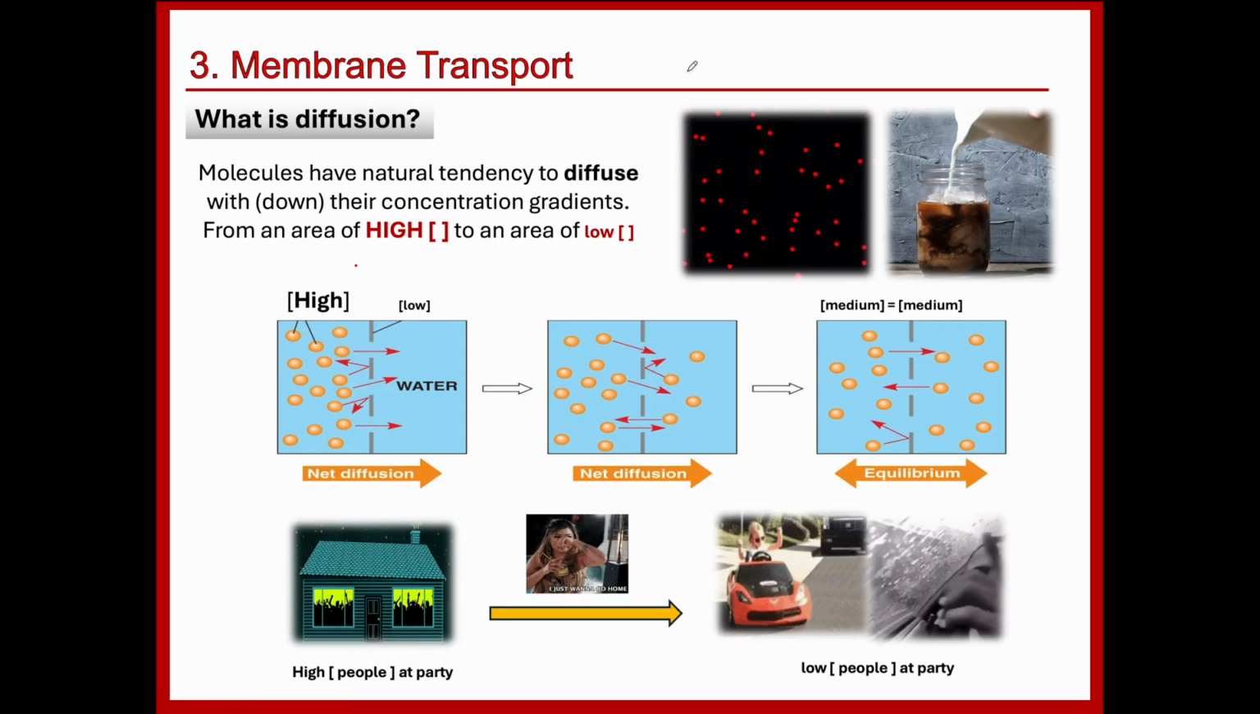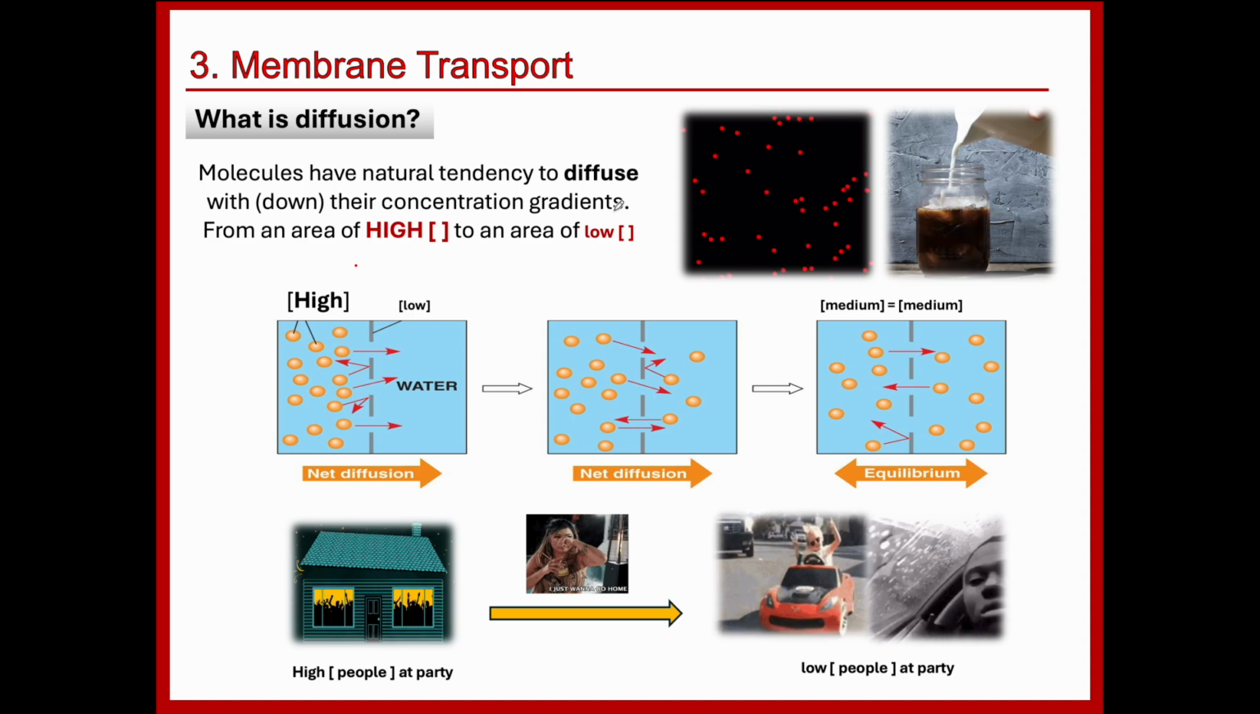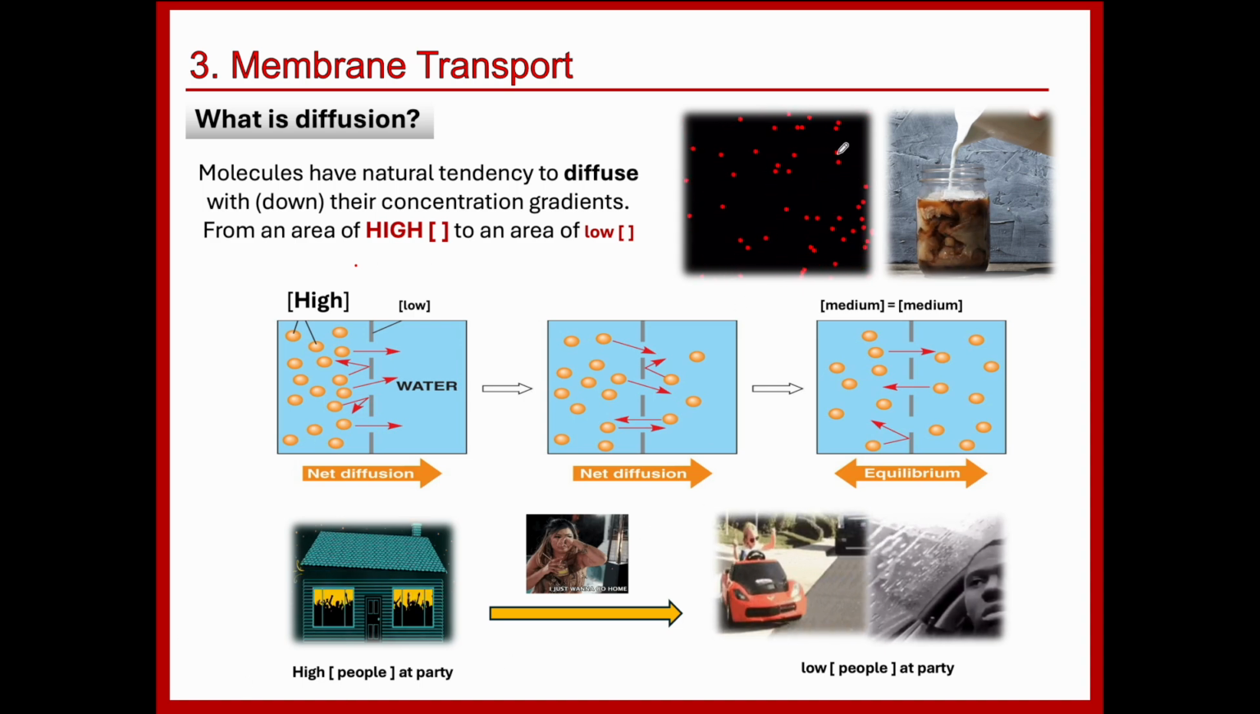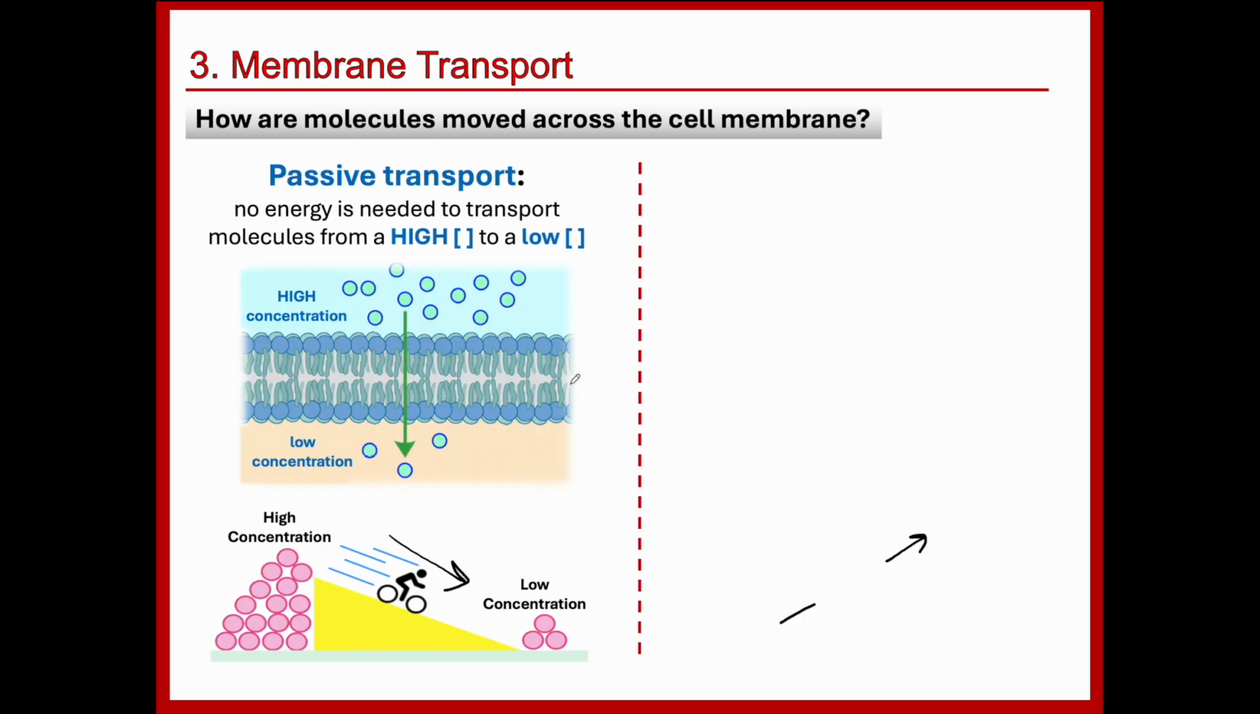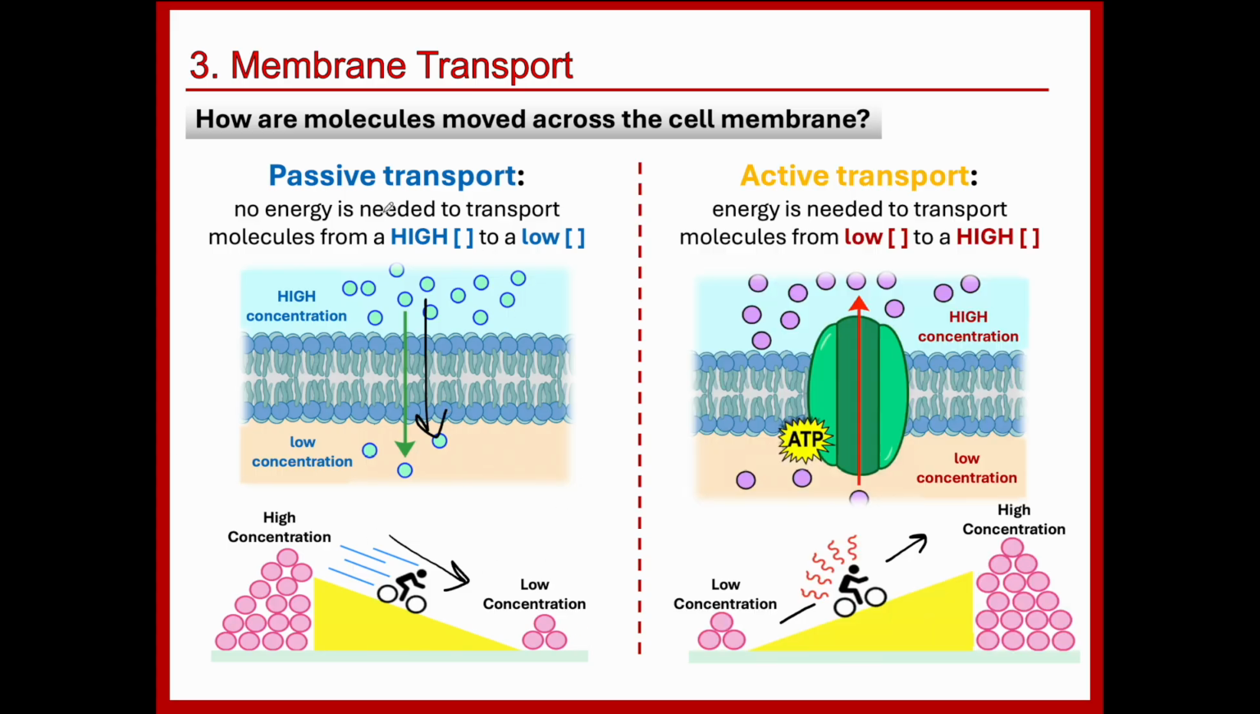Now, I want to remind you that diffusion is a type of passive transport. Molecules want to do this. They want to go from this high concentration down to their low concentration. But we're also going to see some examples of active transport later on.